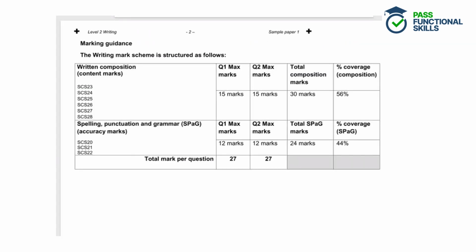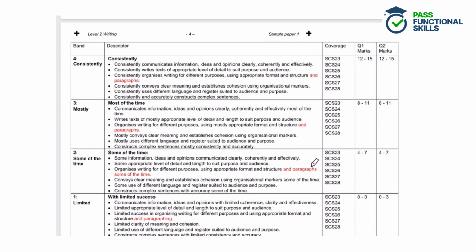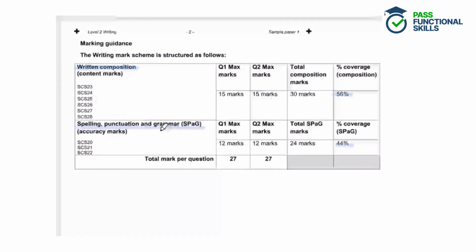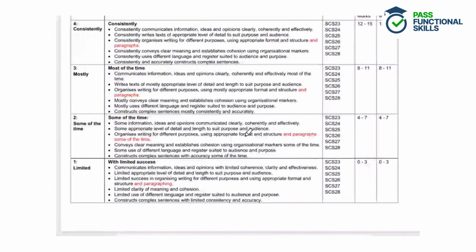In your writing exam, you will be marked on the following criteria. So your written composition will be worth 56% of the marks, and your spelling, punctuation, and grammar will be worth 44% of the marks. So what is covered in writing composition? We've got things like clear writing that makes sense. We've got detailed writing that is the appropriate length, correct use of organisational features and organisational markers, using appropriate language and register, and using complex sentences.